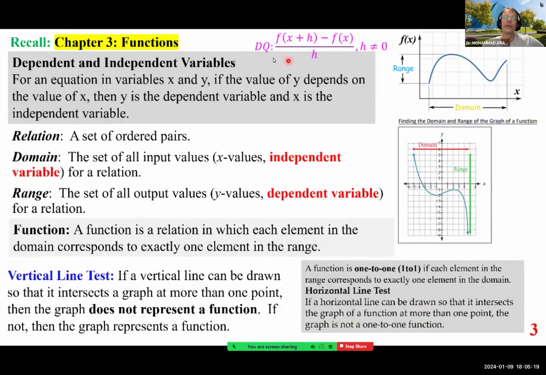And I put this equation here to remind you of what's called DQ, difference quotient. Difference quotient, which is simply put rise over run or average rate of change of y with respect to x, or simply the slope: f of x plus h minus f of x, over h. Obviously, h, or the denominator, can't be 0.